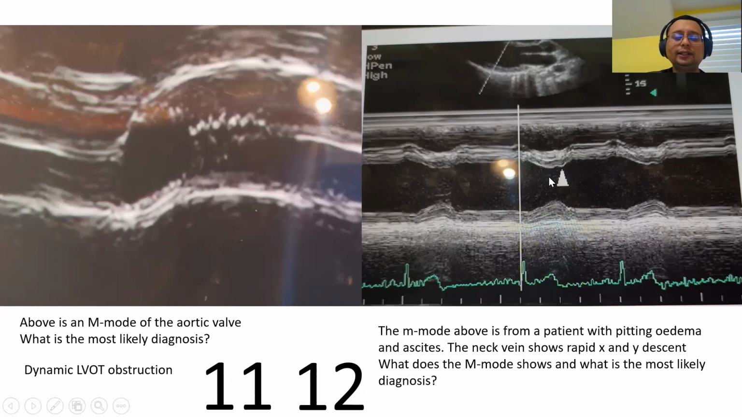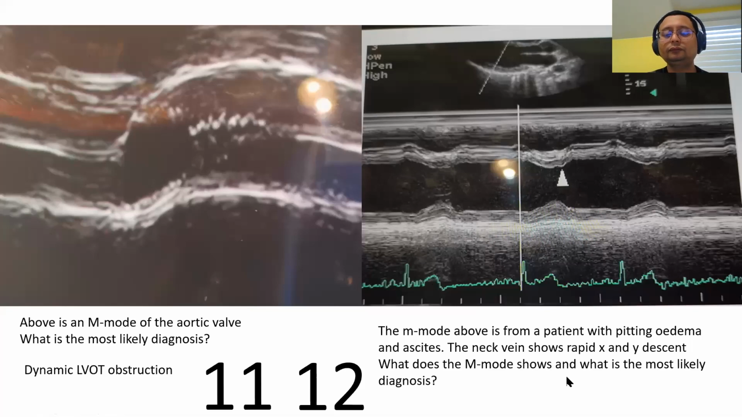So this is constrictive pericarditis. The neck vein also shows a rapid X descent. Remember: Anderson, Cooper, Love, Van der Witt, Yale. X descent is early systole when the atrium is relaxing, and Y descent is early diastole. In a patient with constrictive pericarditis, at early diastole, the blood rushes from the left atrium to the left ventricle. Therefore, you get this rapid Y descent.